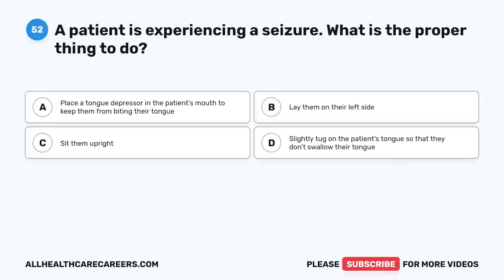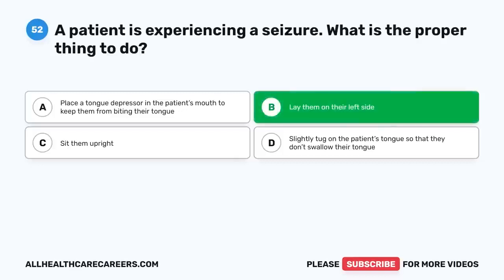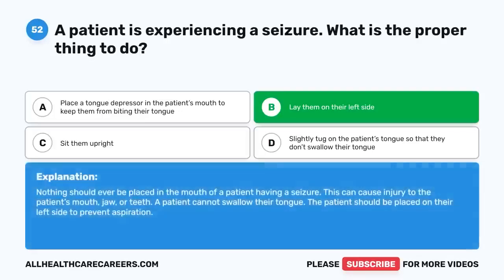Question 52. A patient is experiencing a seizure. What is the proper thing to do? A. Place a tongue depressor in the patient's mouth to keep them from biting their tongue. B. Lay them on their left side. C. Set them upright. D. Slightly tug on the patient's tongue so that they don't swallow their tongue. The correct answer is B. Lay them on their left side. Nothing should ever be placed in the mouth of a patient having a seizure. This can cause injury to the patient's mouth, jaw, or teeth.